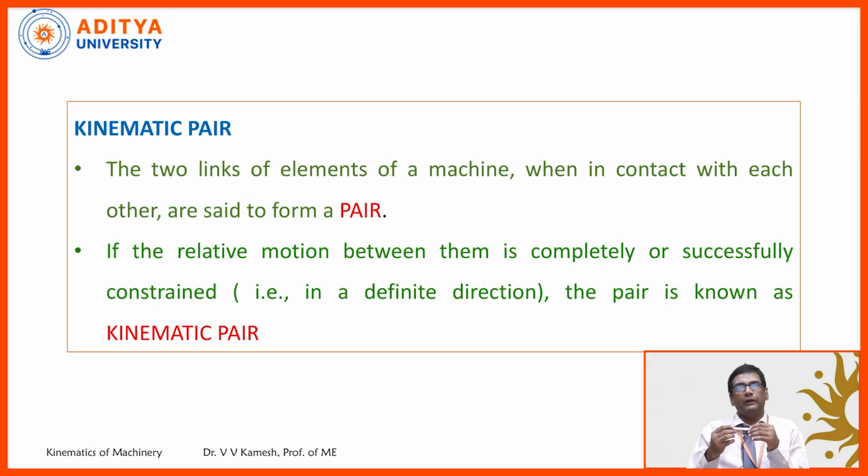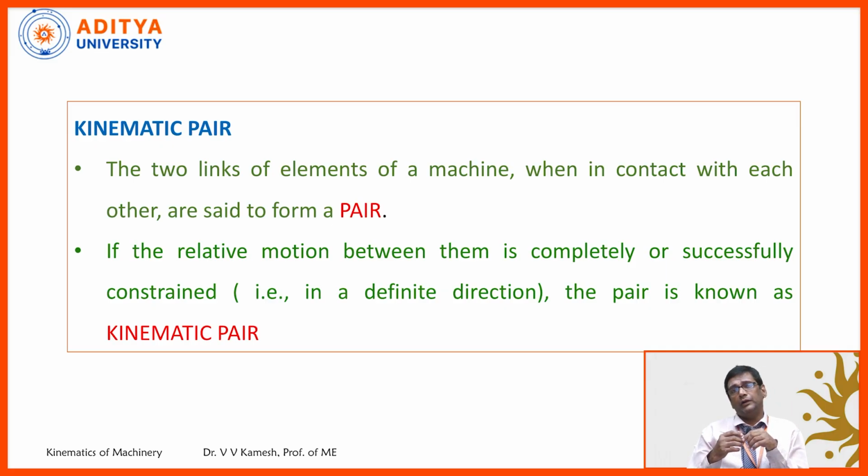So, when two links, the elements of a machine, are in contact with each other by some means, it may be directly attached one over the other, or by means of a dovetail joint, or by means of a pin. Somehow we are making the joining or the contact between two links or elements of a machine. They will be in contact, either way it does not matter. Then they are going to be called a pair.